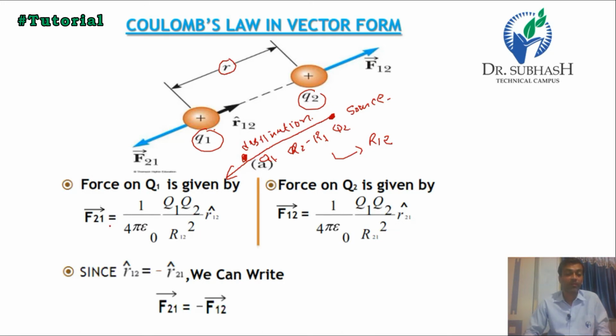Then the force on 1 due to charge Q2 is 1 upon 4 pi epsilon 0 Q1 Q2 upon r12 square in the r12 direction. Similarly, if we need to find the force on Q2 due to Q1, it can be written as the force on 2 due to Q1 equal to 1 upon 4 pi epsilon 0 Q1 Q2 upon r21 square in the r21 direction. If we change the direction, then we can say that F12 is equal to minus F21.